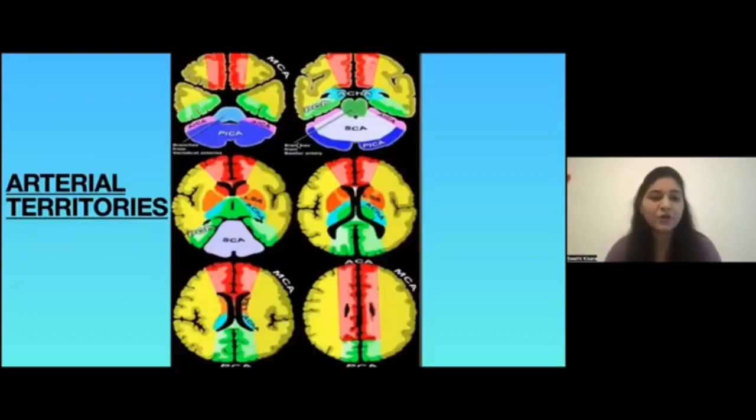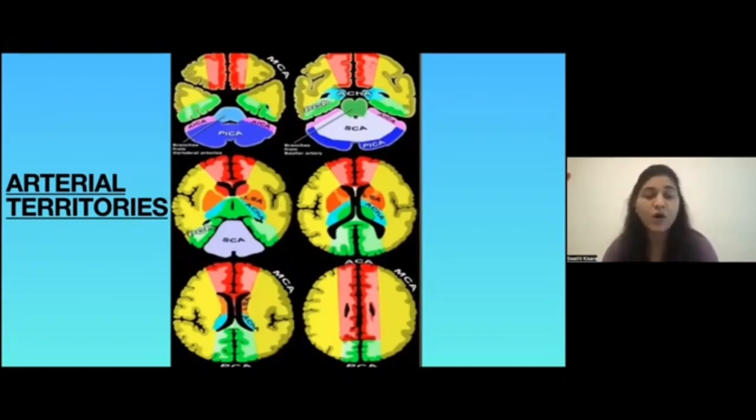A brief background regarding the arterial territory so that we can understand the imaging in stroke in a better way. So the parts in red are the ACA territory, ACA meaning the anterior cerebral artery territory. The anterior cerebral artery supplies the medialmost portions of the frontal lobes, and the branches of the ACA also supply the medial parts of the basal ganglia, and also the anterior two-thirds of the cerebral cortex.